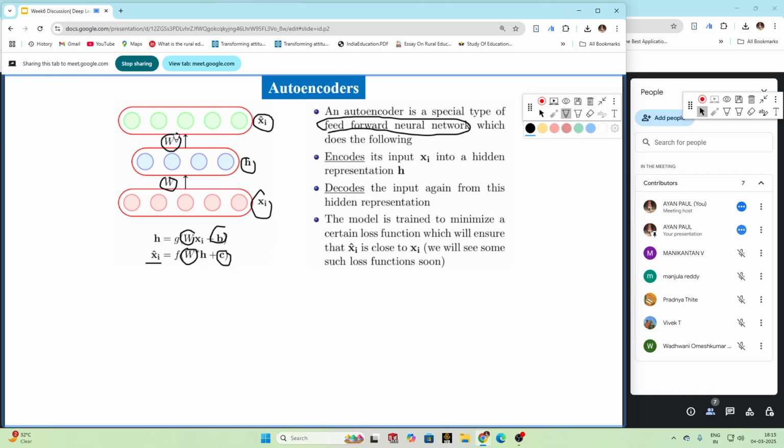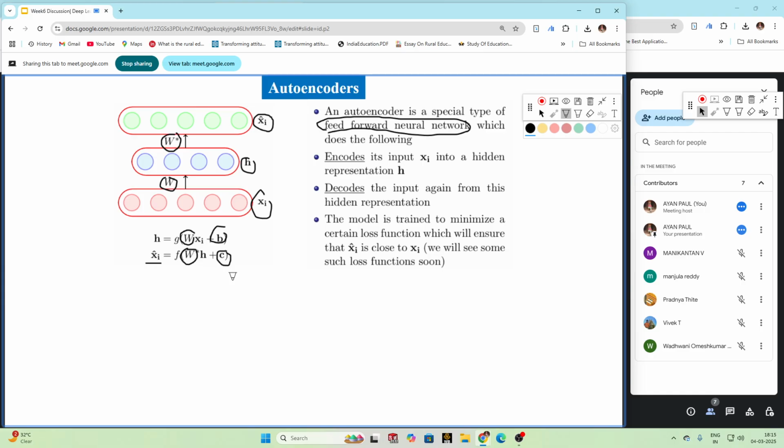our W star, that is the weight connecting the encoding layer and the decoding layer, that is W star. So W star into H plus the bias of the decoding layer, that is C, and that is passed on to an activation function called F. Okay, so again I am repeating.